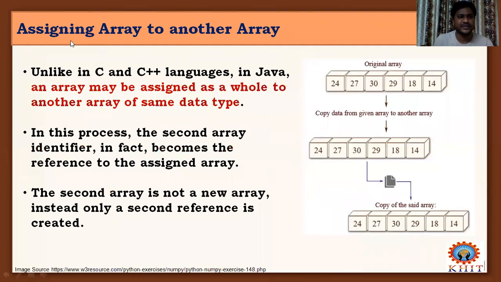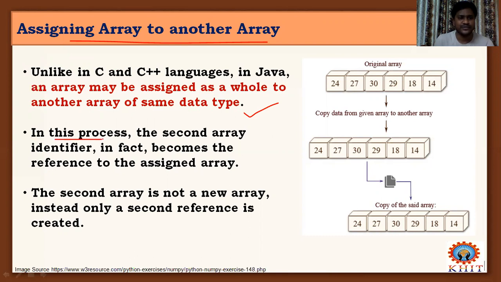Coming to the next topic, assigning an array to another array. Yes, it is generally possible. One array's elements can be assigned to another array, and there is a small difference here compared with previous languages like C and C++. In Java, an array may be assigned as a whole to another array of the same type. We can assign one array to another array, but the condition is both arrays should be of the same type.